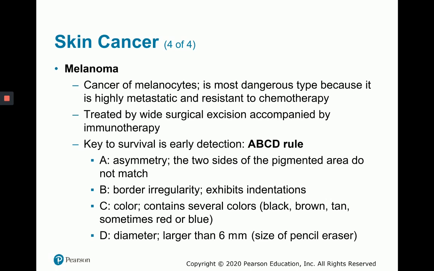If there's a color change, this is a big one. If there's a color change, especially if it contains several different colors like black, brown, tan, or even a red or blue, that's a big indication it might be melanoma. And if the diameter is larger than 6 millimeters, not just in size of what's viewable, but deep as well, it starts to feel like a nodule. So if it's larger than the size of a pencil eraser, something you want to get checked out, especially if it grew to that size and wasn't initially that size.